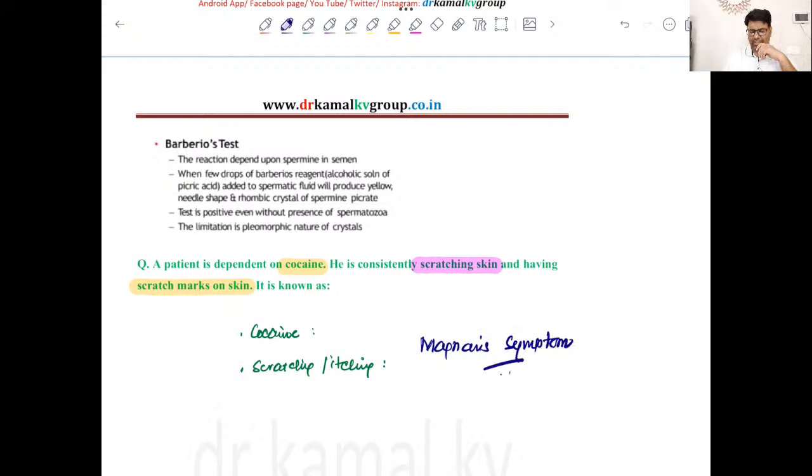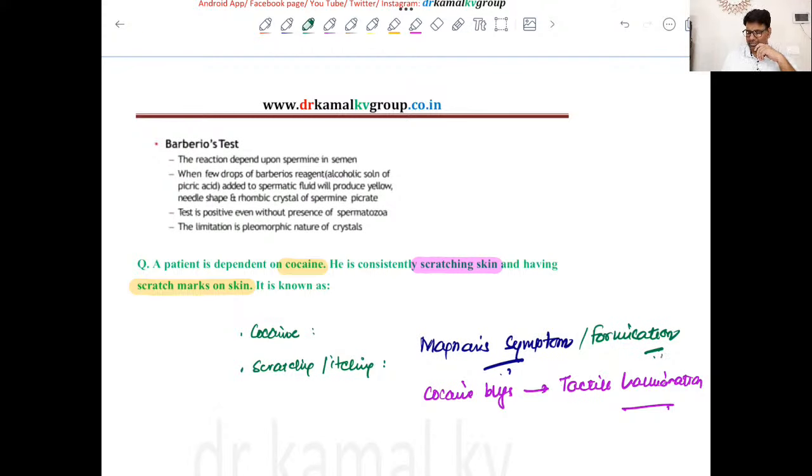So it's a classical Magnan symptom, which is also known as cocaine bugs, right? So cocaine bugs, and this is actually nothing except a kind of tactile hallucination. Clear? So this is Magnan's symptoms, or sometimes you might have some other word, something like formication, cocaine bugs, or insects crawling under skin. So that is all related terms which are very commonly used for this particular substance of abuse.